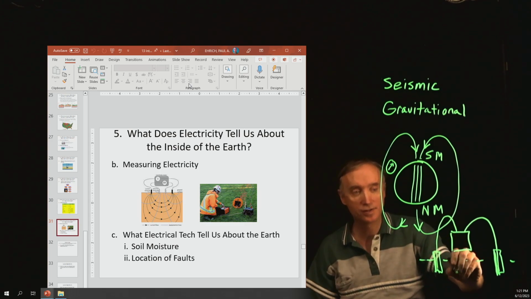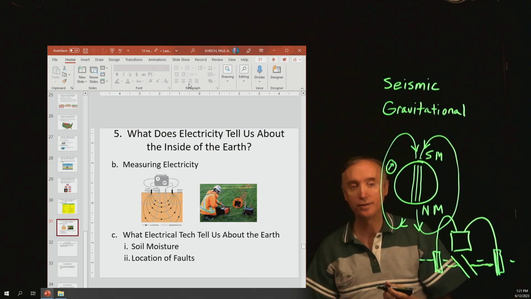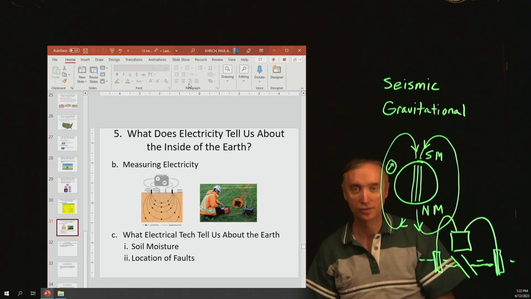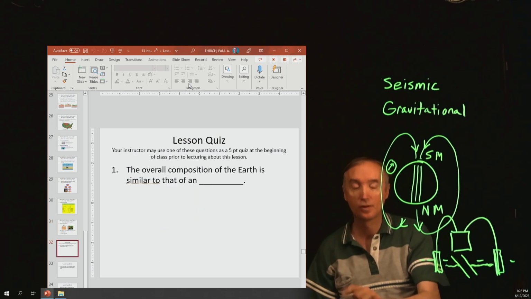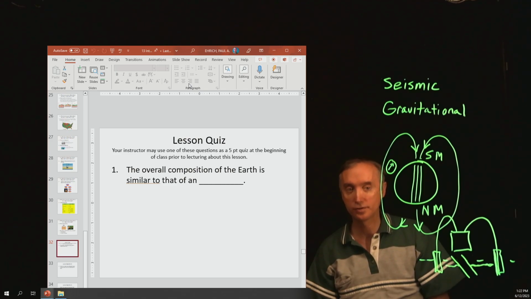On the other hand, let's say that there is a fracture in the ground right here, so that you've got soil over here and soil over here, but now you've got this big air space in between. Well, that's not going to conduct electricity very well, so we can locate faults by using electricity. All right, so that concludes our review of geophysics.